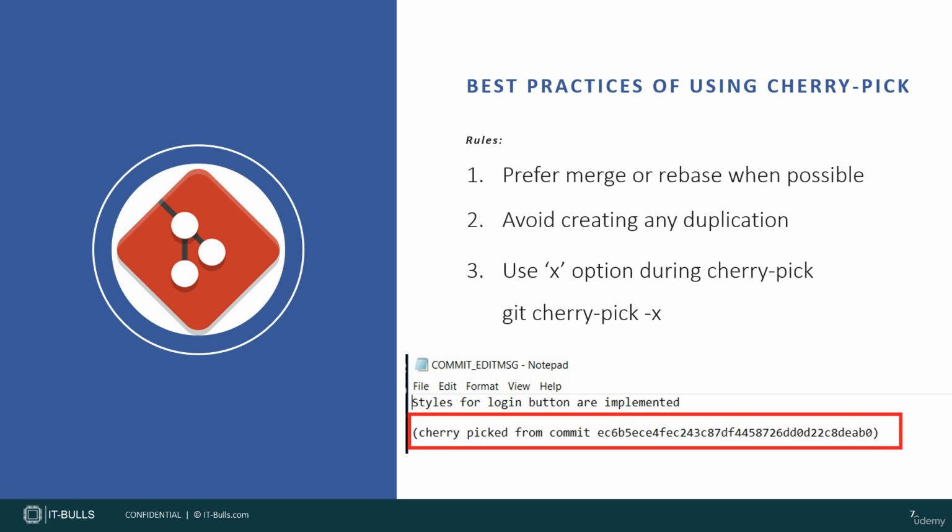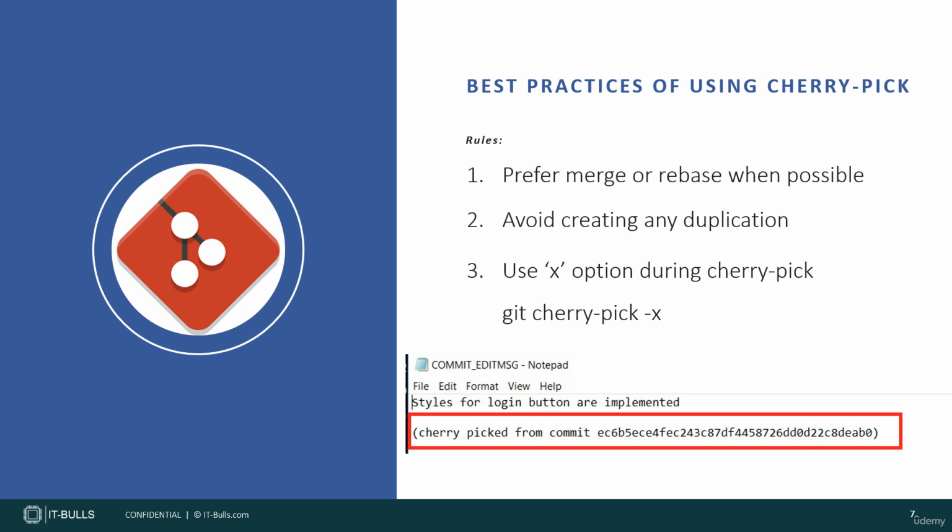Rule number 3. Sometimes it is considered a good practice during the cherry pick to specify the hash code of the original commit. Git may help you to do this in case you use the -x option like this. Git cherry-pick with option -x. This option will automatically add the information about the original commit into your new one. And here on the screenshot you may see how your commit message will look.